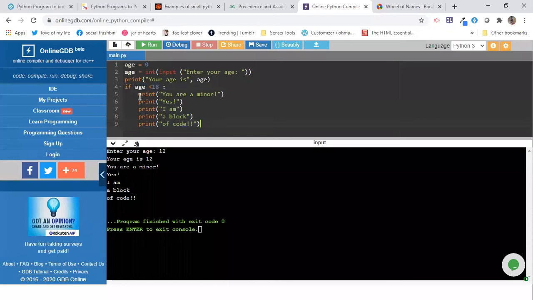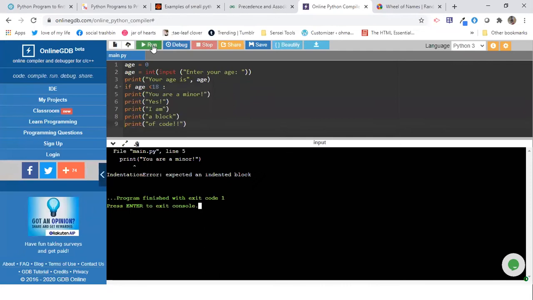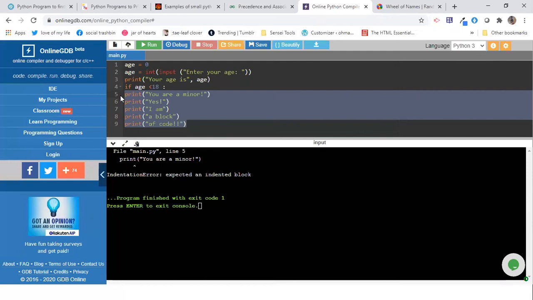If nakalimutan mo silang lagyan ng indentation, what will be the output? This will give you error. Okay? As sabi niya, indentation error expected in line 5. Expected an indented block. Why? Kasi nag-open ka ng colon dito. This opens your block. Kailangan naka-indent daw sila.